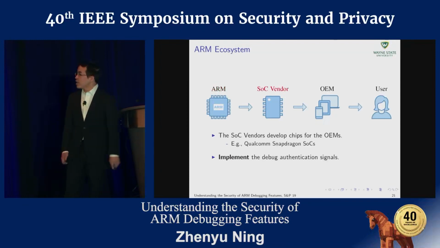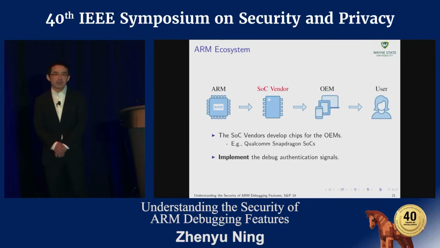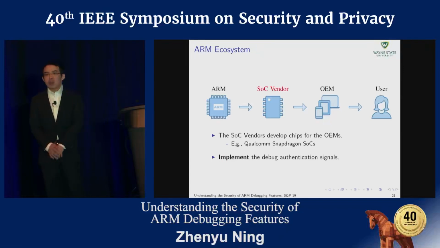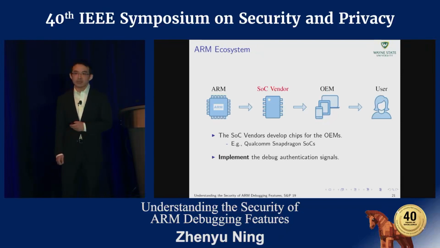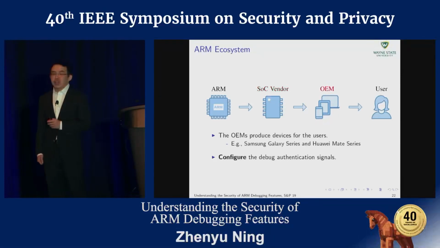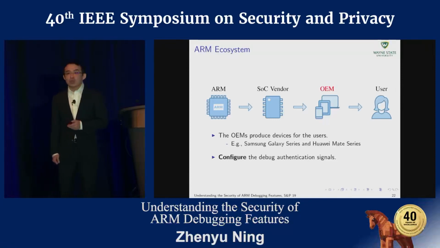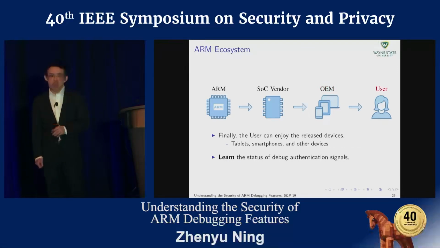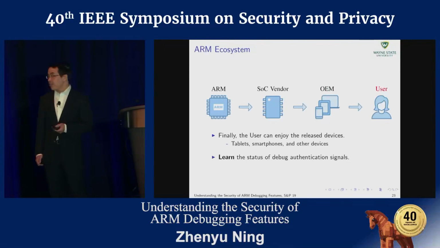And then the SoC vendor will develop the chips for the OEMs. For the debug authentication signal, they will implement it, and they are also in charge of how to manage these signals. After that, the OEM gets the SoC chips from the vendor, and can produce the devices for the users. For the debug authentication signal, they are responsible for configuring the signals. Then finally, the end user can enjoy the device. And in most cases, the user can only learn the status of the debug authentication signals.